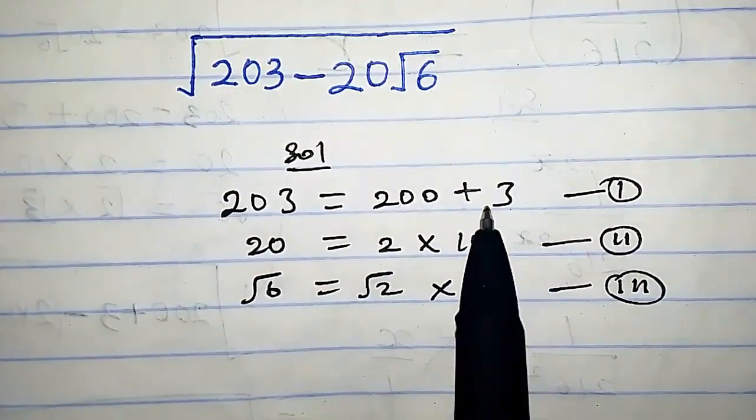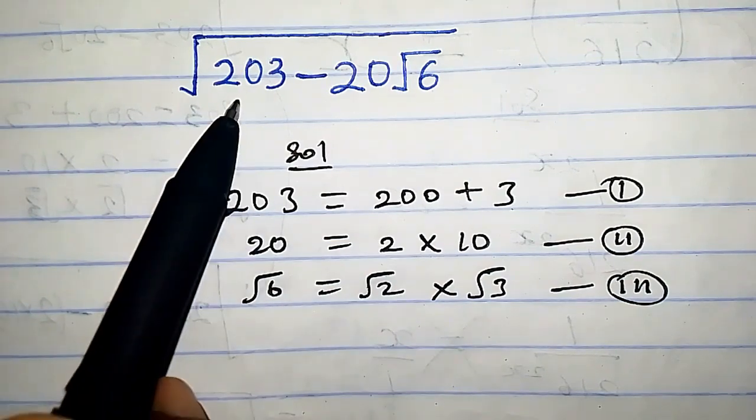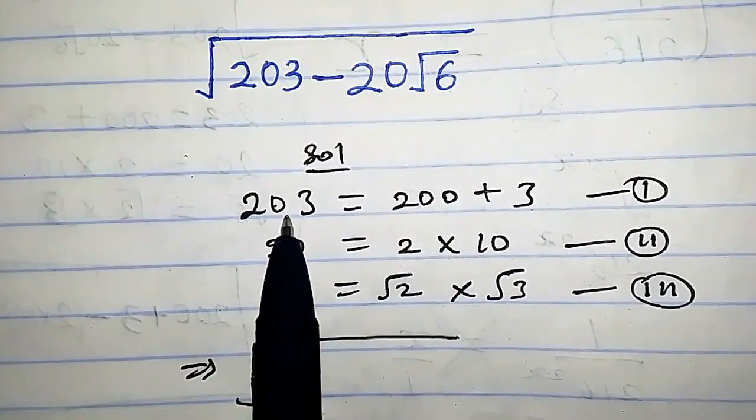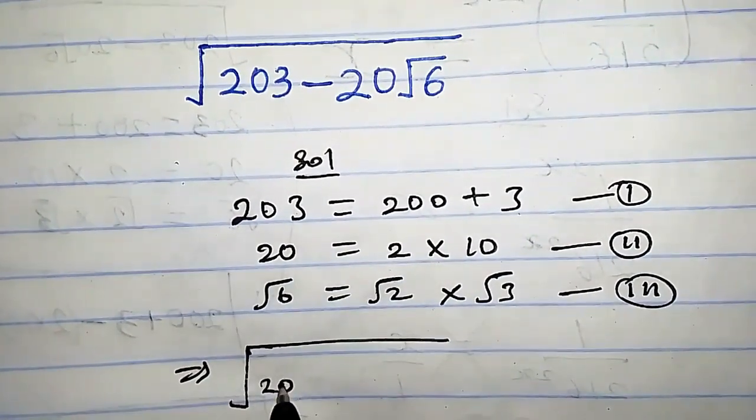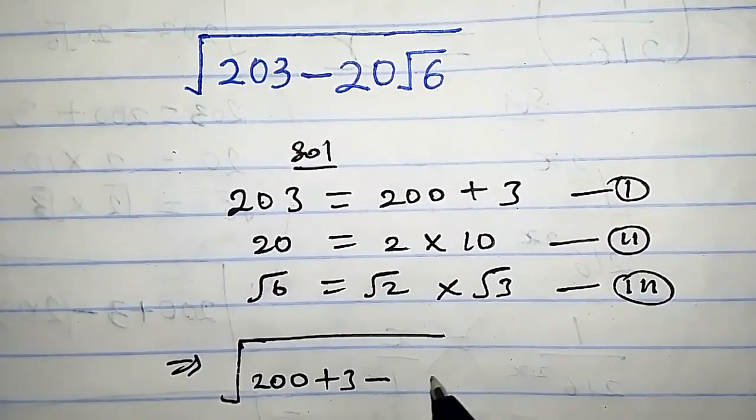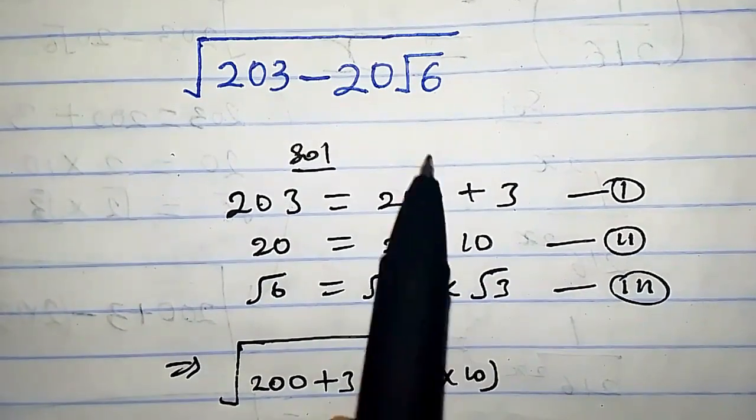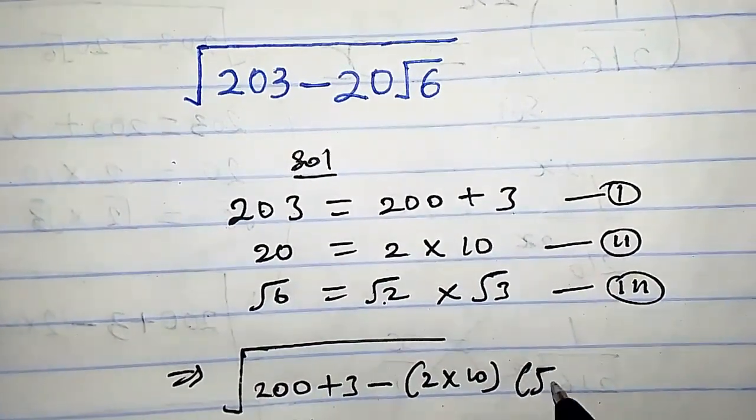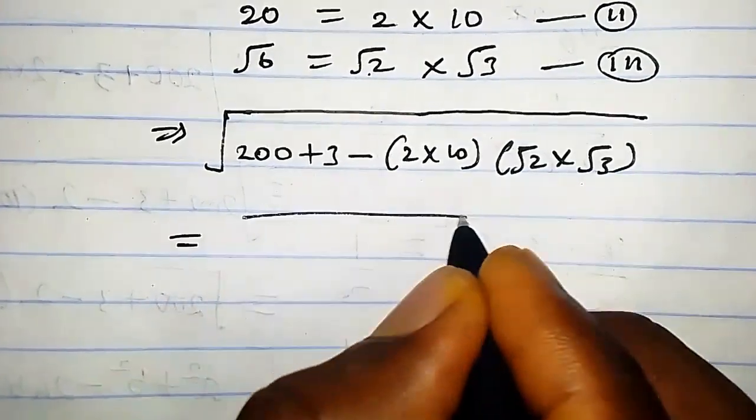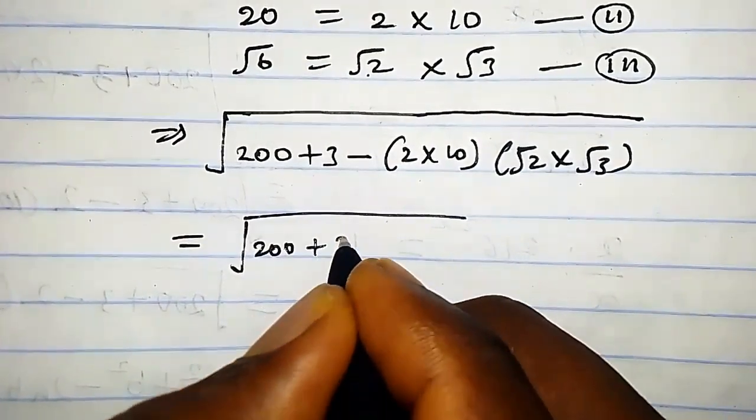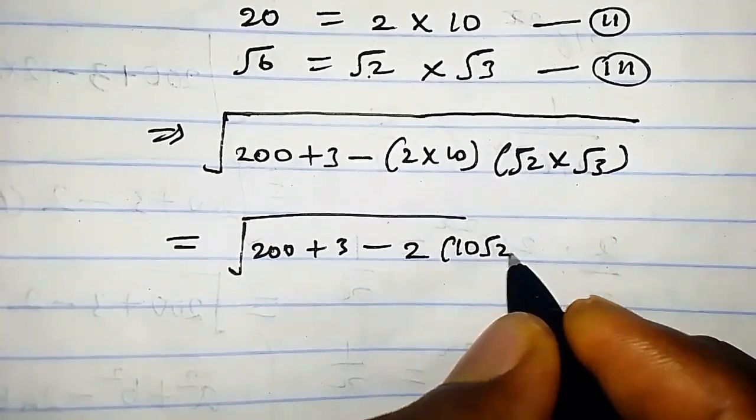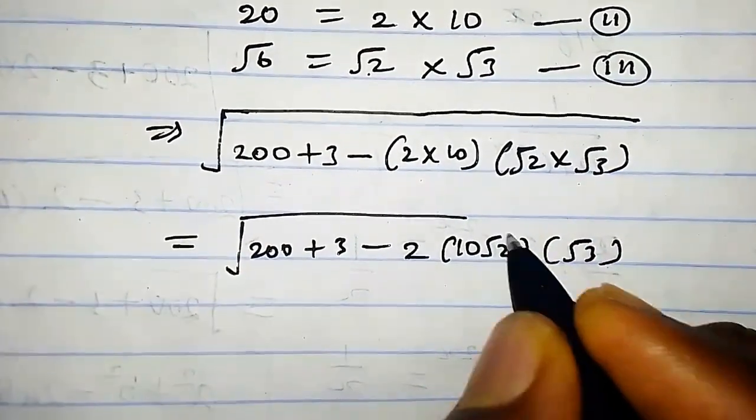Next step is that we are going to plug equations 1, 2, and 3 into this expression. So from here, we're going to have square root of, we replace 203 with 200 plus 3 minus, what is 20? That is now 2 times 10. Square root of 6 is now square root of 2 times square root of 3. So this equals square root of 200 plus 3 minus 2 times 10 times root 2 times square root of 3.